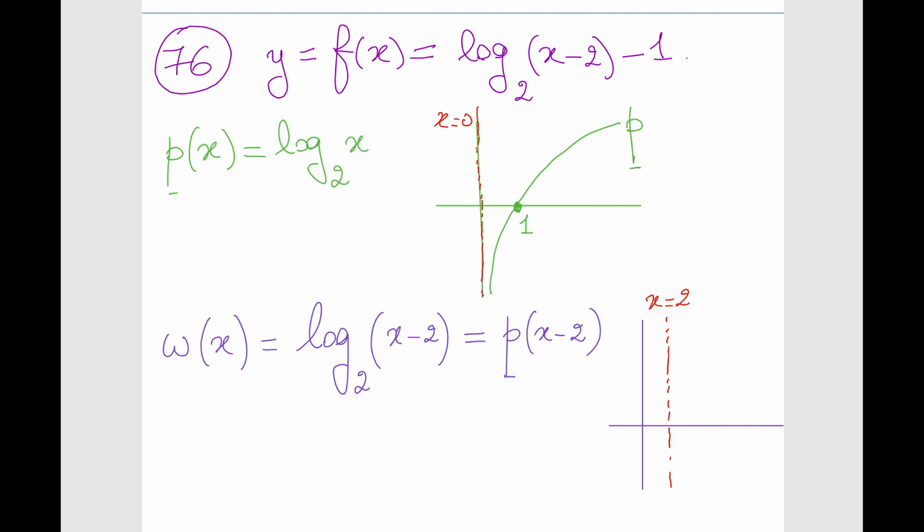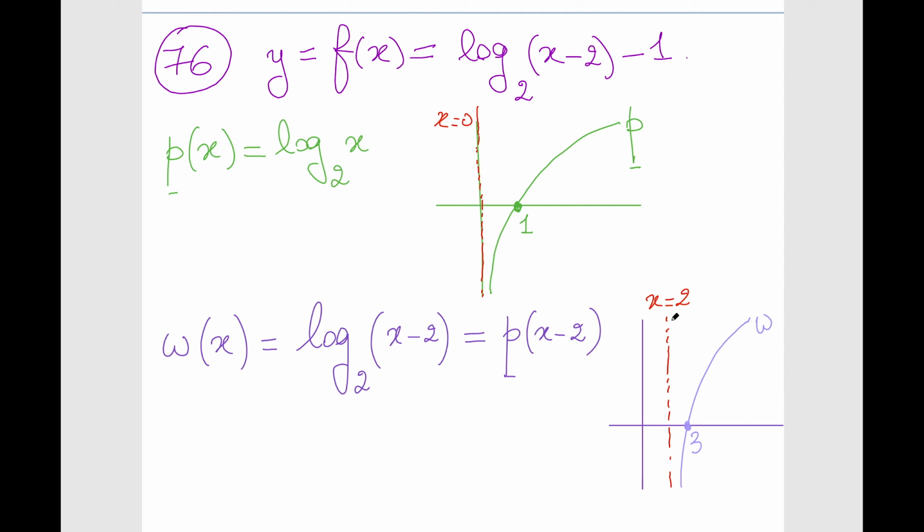And then the omega function is going to be very much like this. That's omega, right? And what's this point? What used to be 1 is delayed by 2 units to the right. It's going to be 3 now, right?